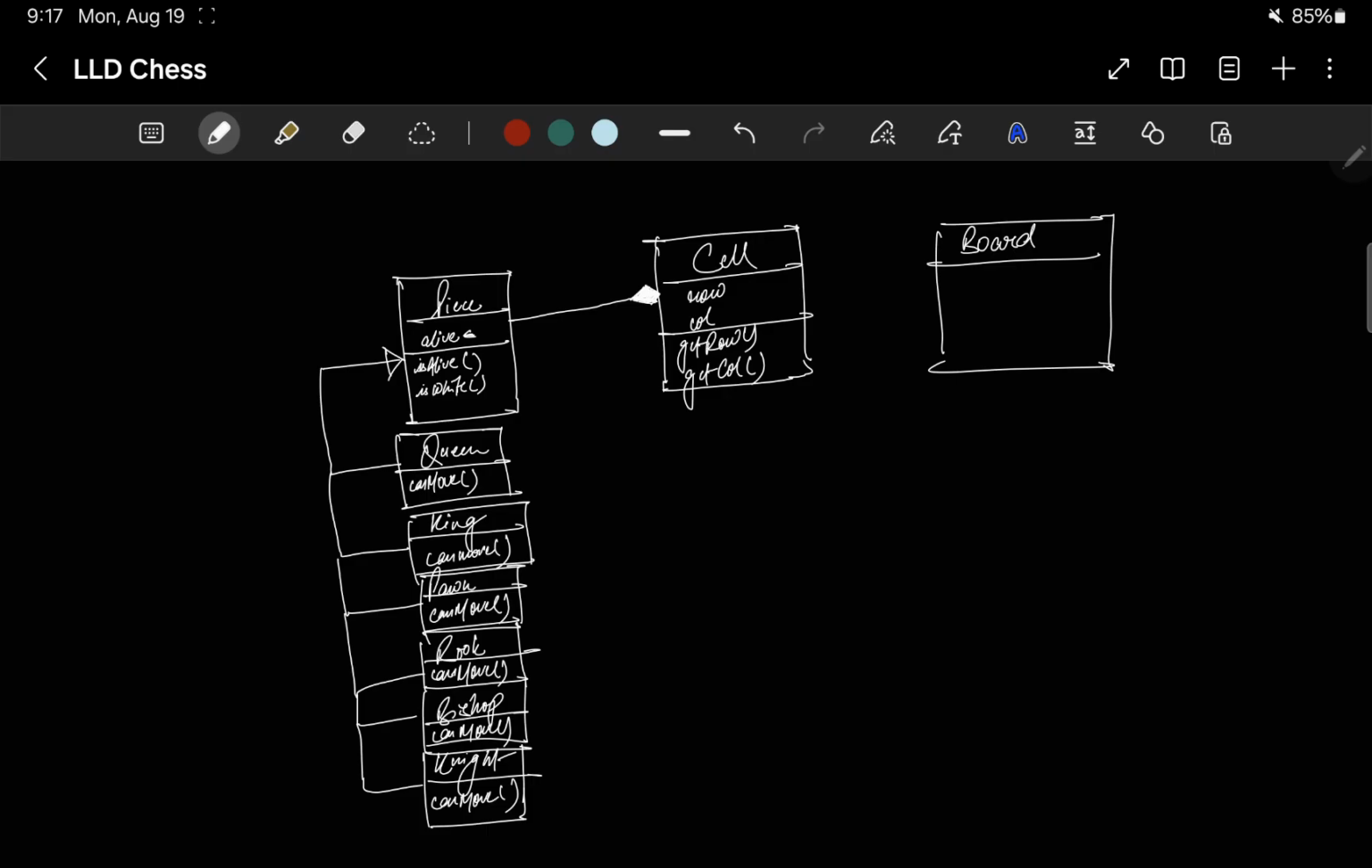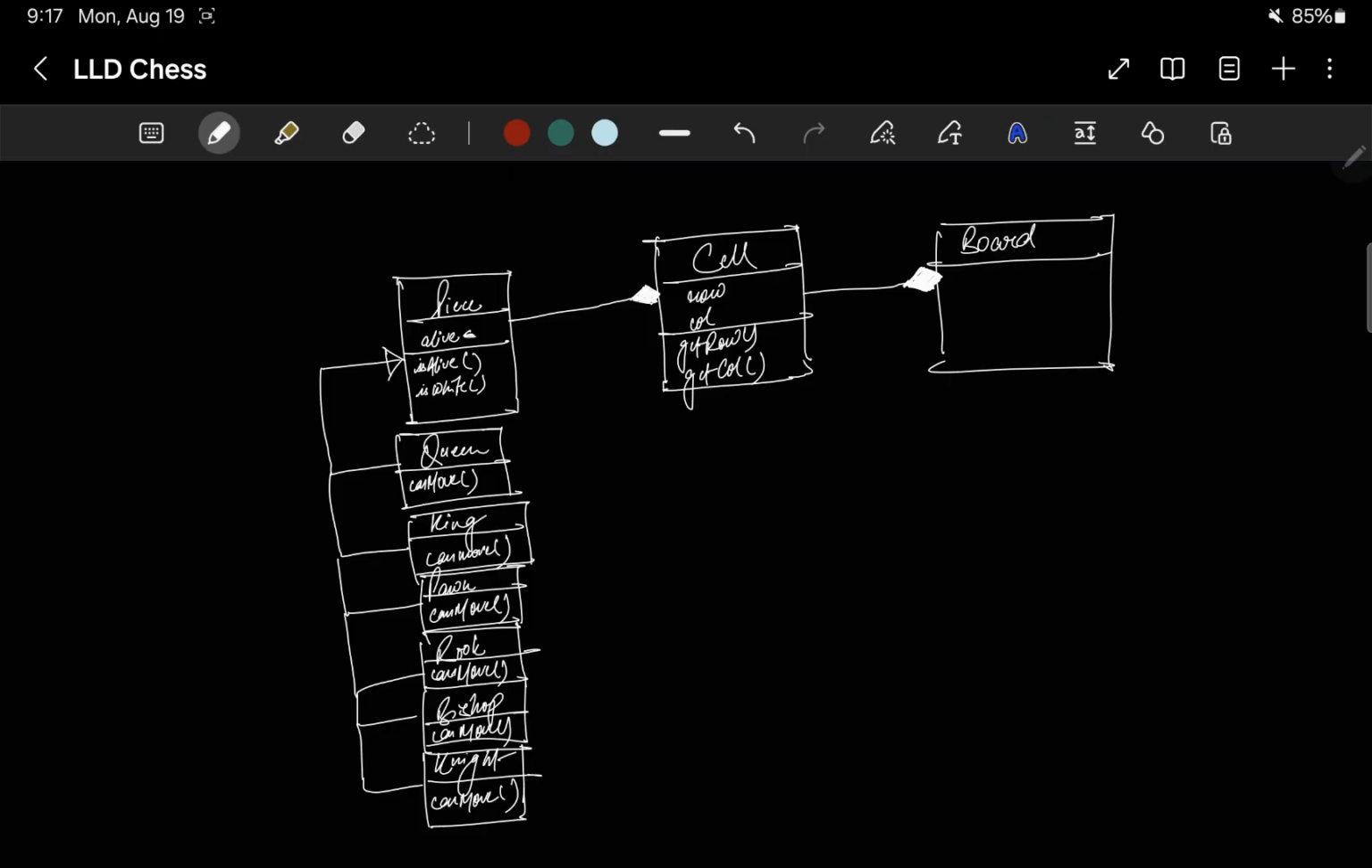We will have a board class. So the board class will have, again, this cell will be like this. The cell does not exist independently on its own. The existence of cell depends on the existence of board. So this will also be a composition, right? So this will also be a composition.